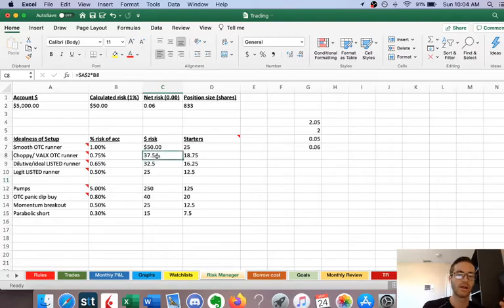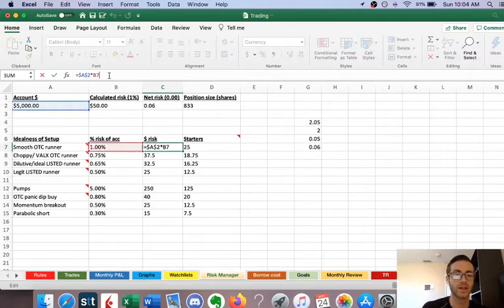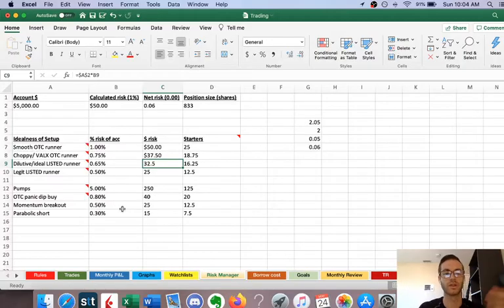Now, how do I calculate this? Again, it's just my account value times the percent that I want. So 1% here, 0.75% there. Once you have this formula calculated out, it'll always calculate the risk you should take on a particular setup based on your account size.